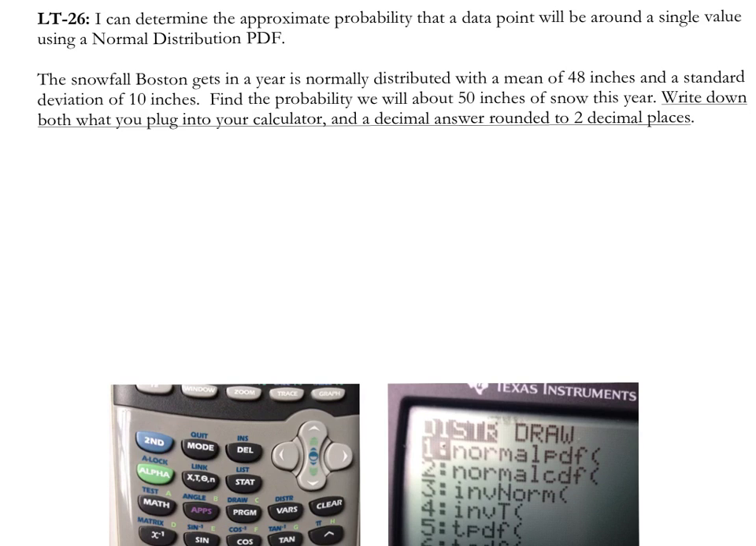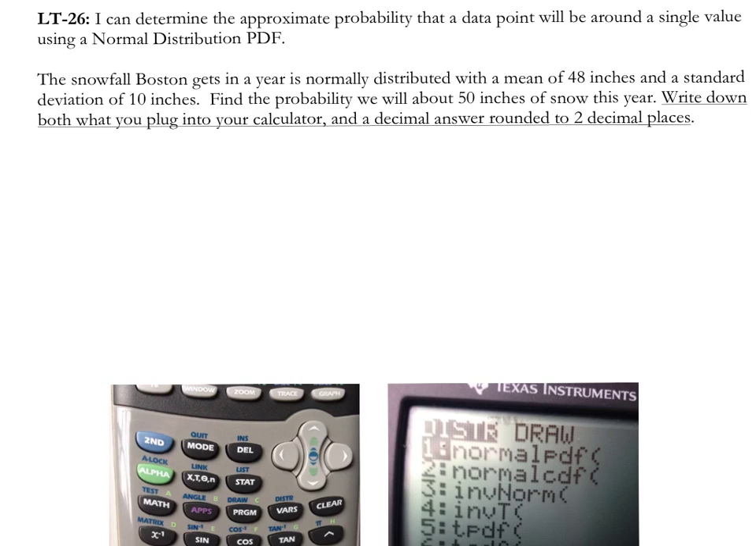This video will review learning targets 26, 27, and 28, which involve using three different functions that have to do with the normal distribution. One is the normal PDF, one is the normal CDF, and one is the inverse norm. So I'll do one of each of those types of problems and talk about how you can tell the difference between when you should use PDF versus when you should use CDF and when you should use inverse norm.